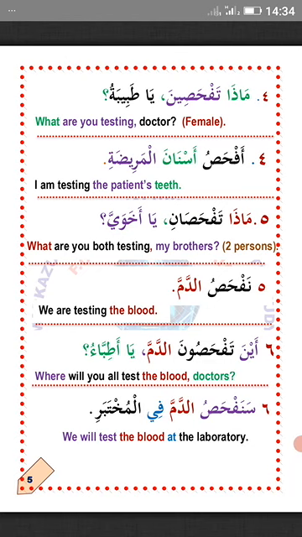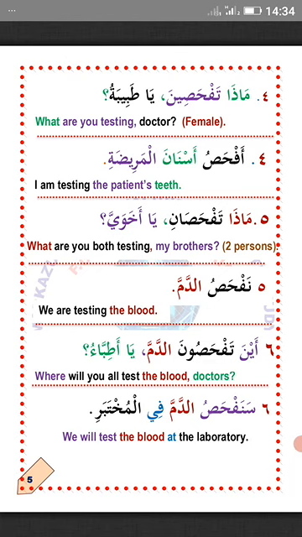Number 5. ماذا تفحصان يا أخوي. What are you both testing? يا أخوي, my brothers. So how many brothers am I asking? 2 brothers. Now the answer. نفحص الدم. We are testing the blood.